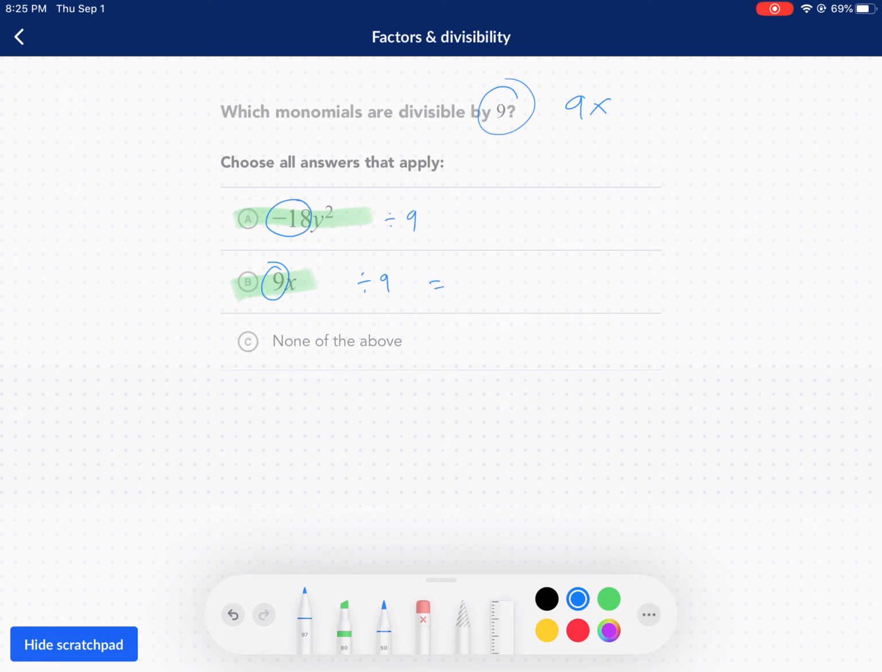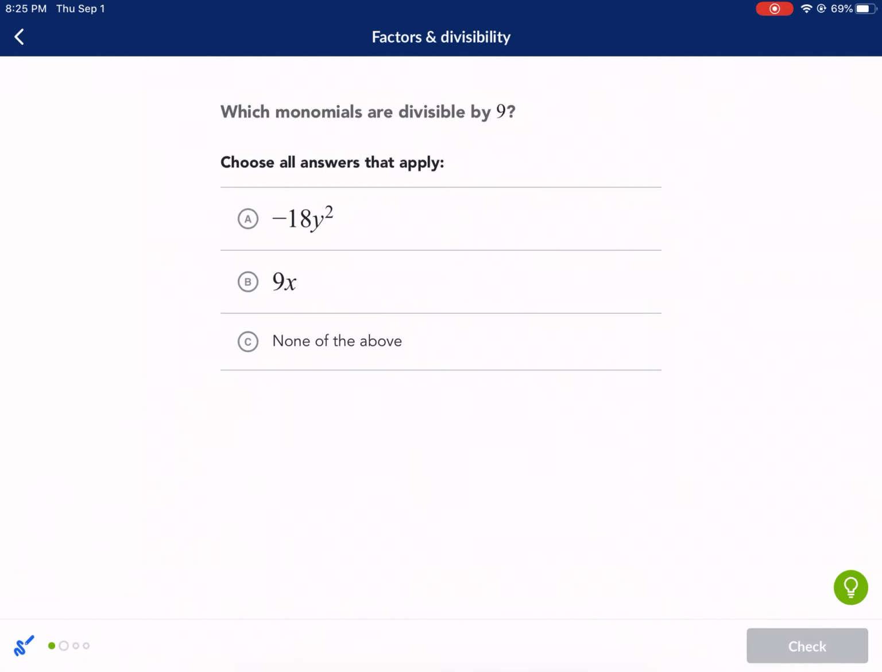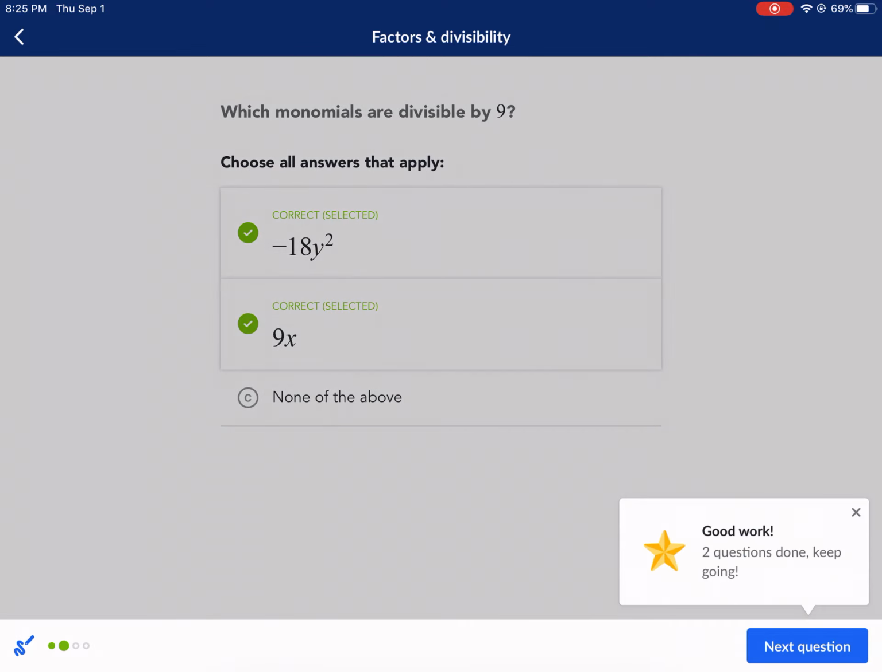So 9 divided by 9 equals 1. Negative 18 divided by 9 equals negative 2. Both of these do not have remainders. Therefore, they're factors, okay? Both these are factors, or excuse me, 9 is a factor of both. That's how I want to say it. 9 is a factor for both these expressions. I need to choose A and B. You can double select there and then check that out.